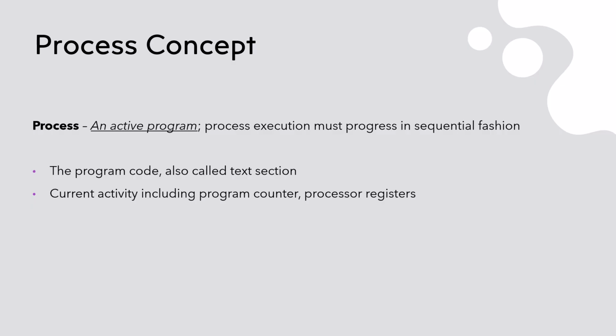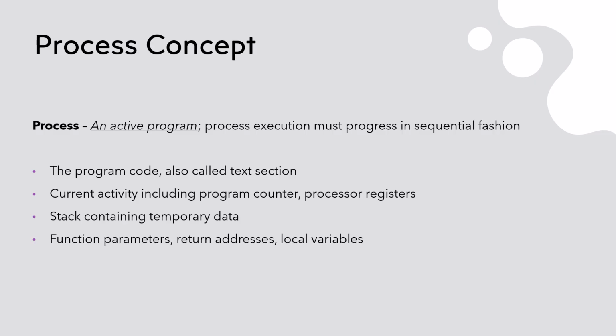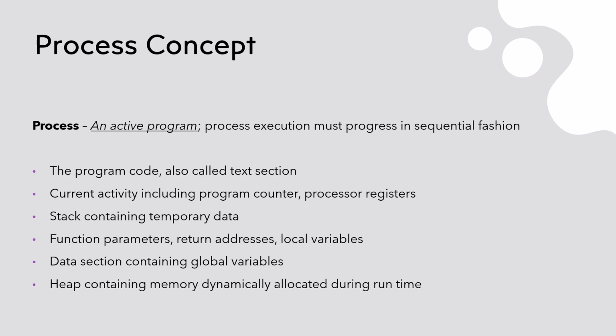So this is actually the things that I just said. We have to keep track of the current activity, the program counter, all of the information, everything where the process was located. And if you're going to switch from one process to another, that's called a context switch. You have your stack, which has your temporary data, and when you have all of your functions, you have your parameters and all of your local variables. And then you have any extra global variables in your data section, and any dynamically allocated memory during execution would be stored on the heap.